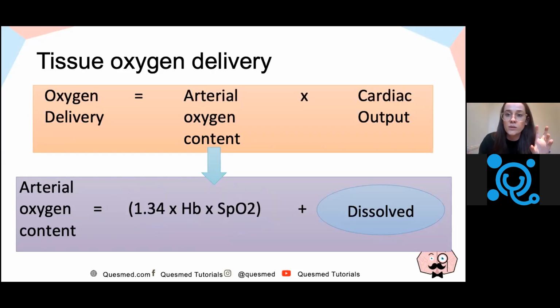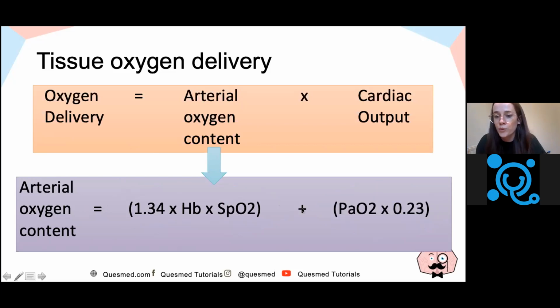So the amount of oxygen that is bound to hemoglobin is 1.34, a number called Hüfner's constant, times the hemoglobin and times the oxygen saturations. And we add that to the dissolved portion, so that's whatever the partial pressure of oxygen is, and we times that by 0.23, which is just a constant that we found, which helps to equate that number to arterial oxygen content, okay?